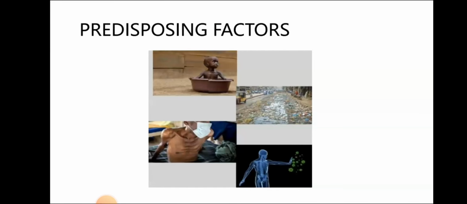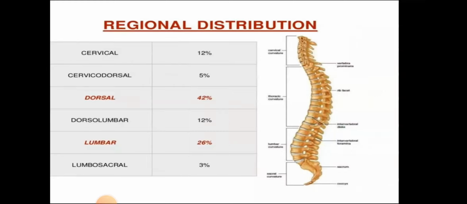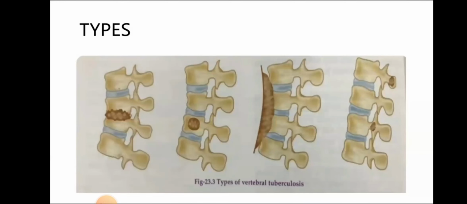And the predisposing factors include malnutrition, poor sanitation, overcrowding, close contact with TB patients, multiple pregnancy, immunodeficiency state, etc. And in the spine, cervical, cervicodorsal, dorsal, dorsolumbar, lumbar, lumbosacral, all the sites are prone to Pott's disease or tuberculosis, but the commonest site is the thoracolumbar junctional region or the lower thoracic region.